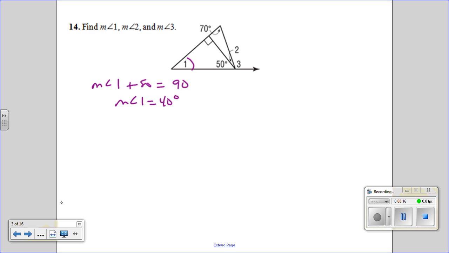Now, to find angle 2, I would use the fact that this is also going to be a 90-degree angle. So you have 70, 90, and angle 2. So I know that the measure of angle 2 plus 70 is 90 degrees. So that means angle 2 has to be 20 degrees.